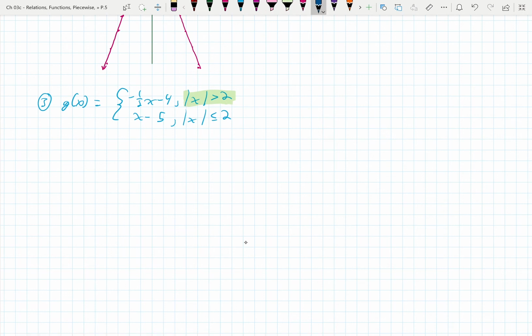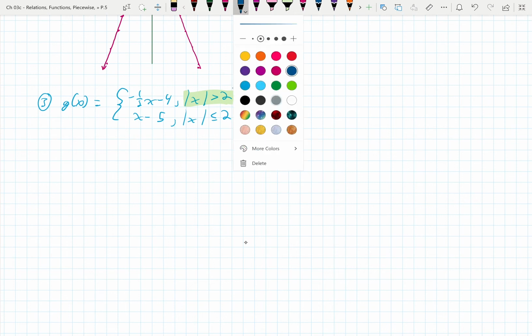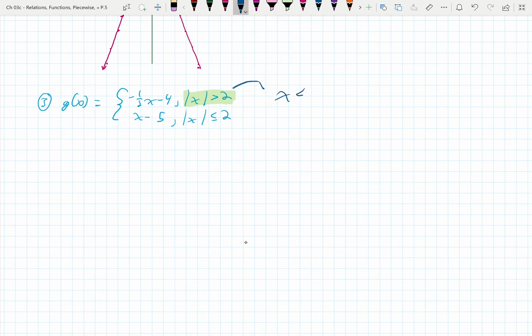When the absolute value of x is greater than 2, that really meant that our x value could be less than negative 2 or greater than positive 2. And whenever the absolute value of x was less than 2, that meant that x was between 2 and negative 2. So knowing what those two mean, we're going back to chapter 2 and really reviewing what absolute value means for that.